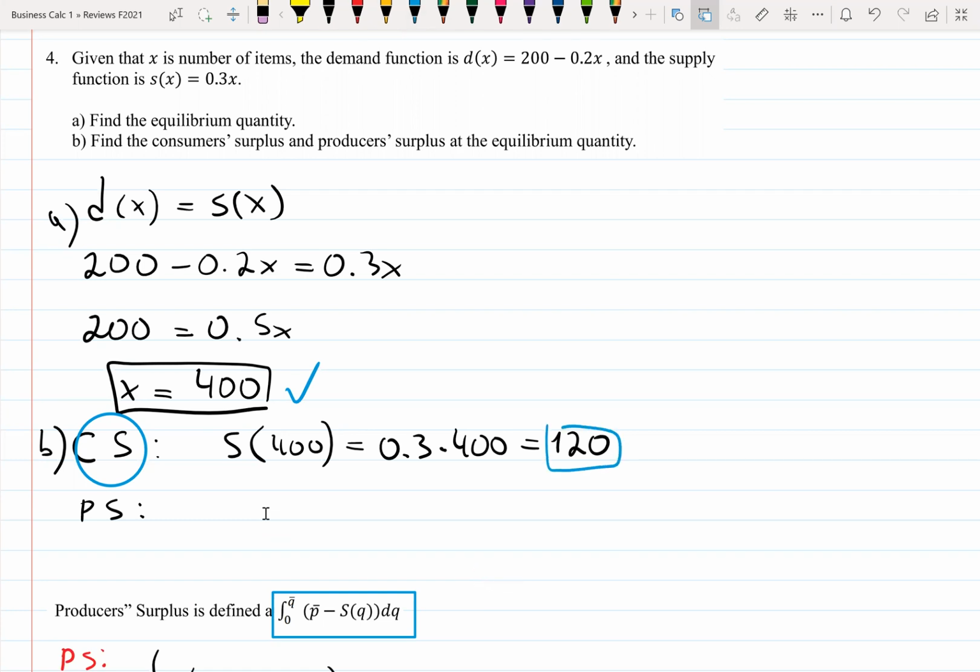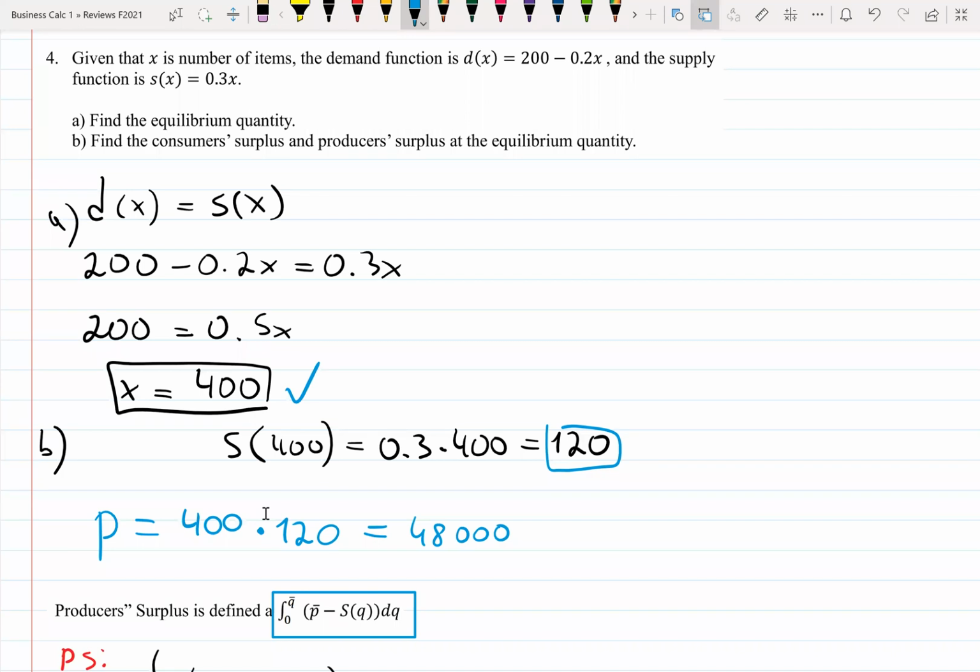P is 400, which is the equilibrium number we found, the equilibrium quantity, times 120. Agree? 48,000. Do you want to explain? How do you know that? Well, I remember that it's a formula, but I think you can kind of understand the idea behind it. It's 120. Does anyone want to explain? Well, how do we know that?